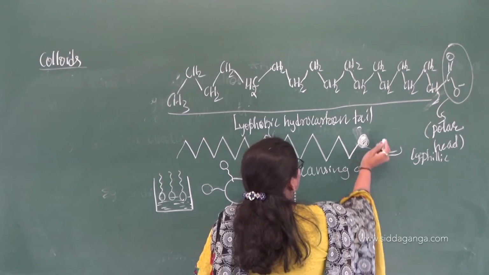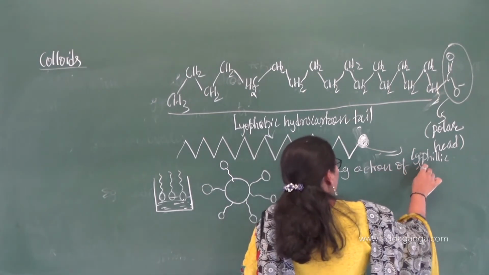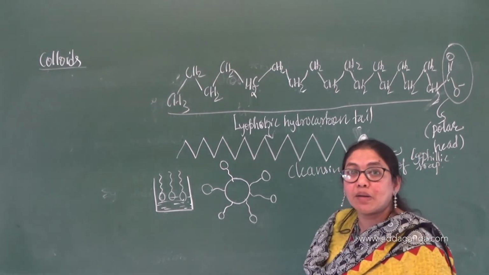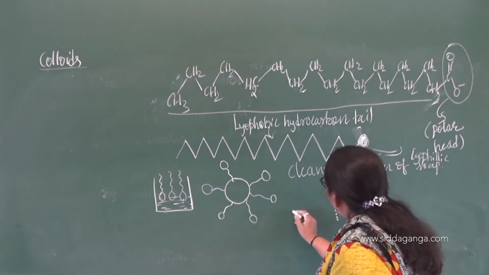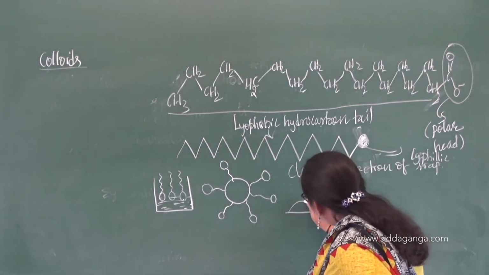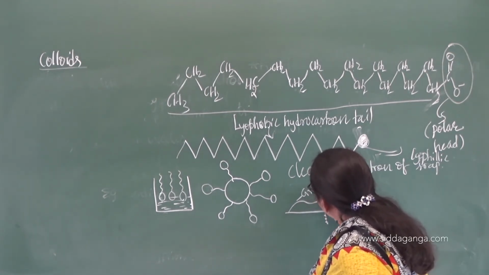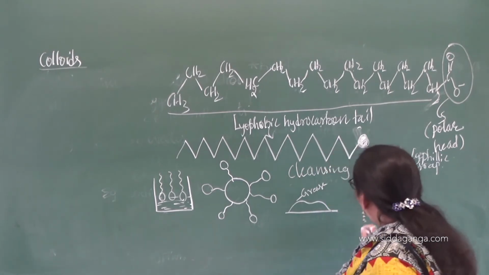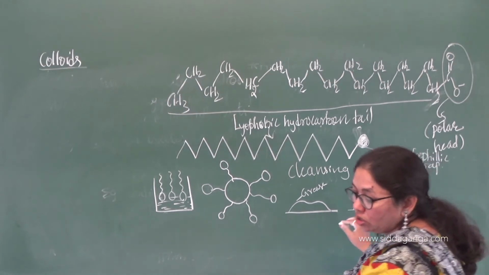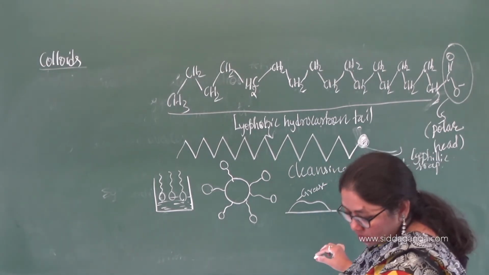Okay, so finally you can have the cleansing action of soap. How the soap cleans, I will show the diagrammatic representation for that. So, for example, if it is a cloth, it is having some grease particles like this. What is this? This is nothing but the grease. Okay? Now if you react it with the soap, how those soap molecules will be aligned on the surface of this grease, right?